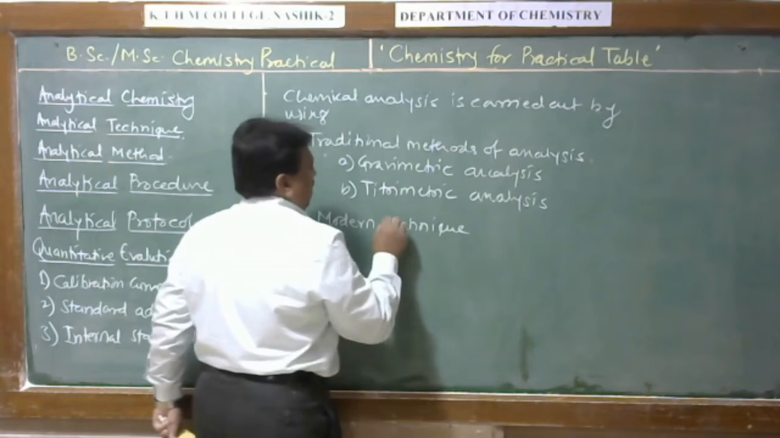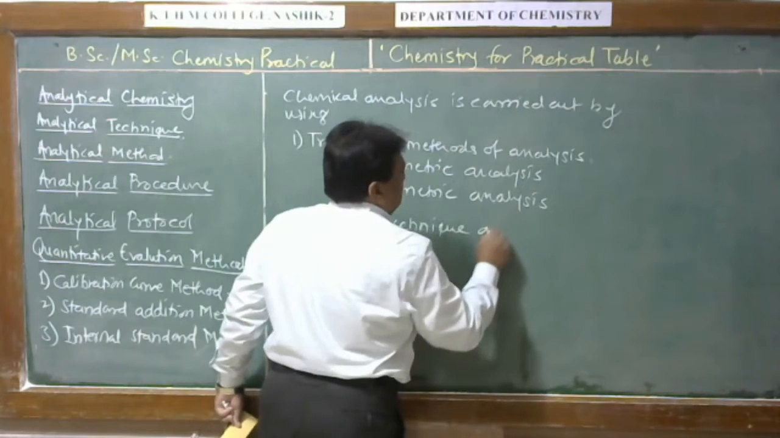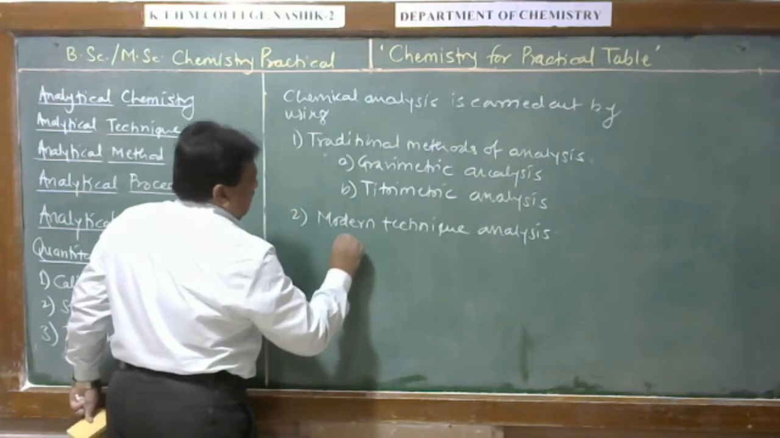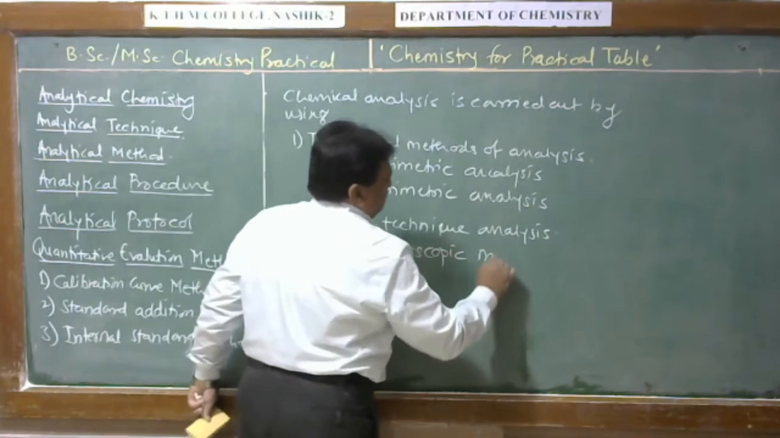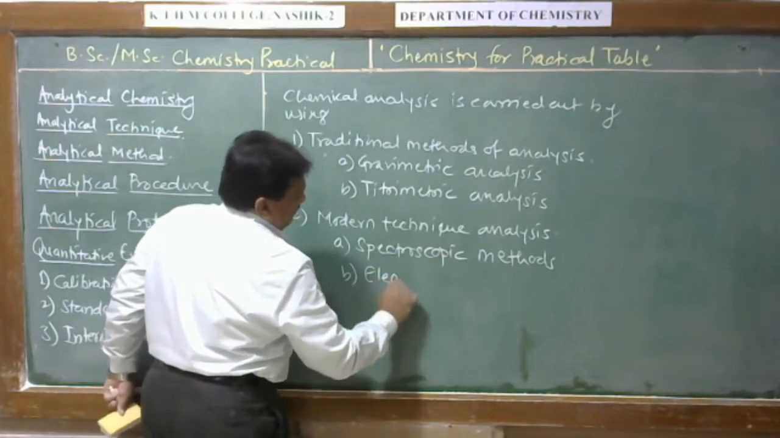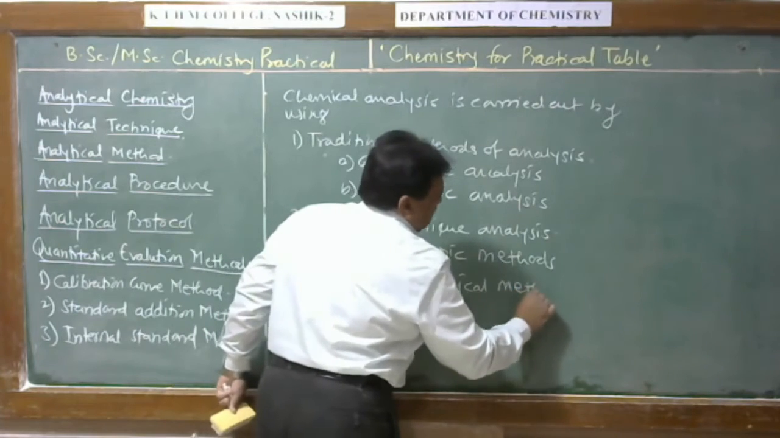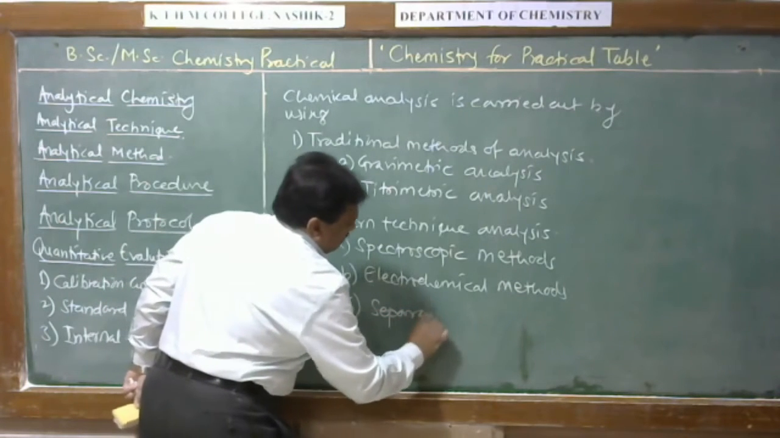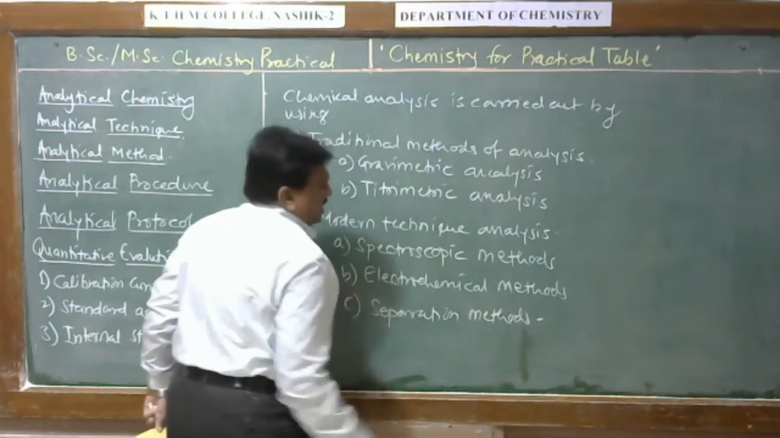Traditional techniques are the gravimetric and titrimetric. A modern technique of analysis mainly involves the instrumental methods, such as spectroscopic methods, electrochemical methods, and separation methods, such as chromatographic method.